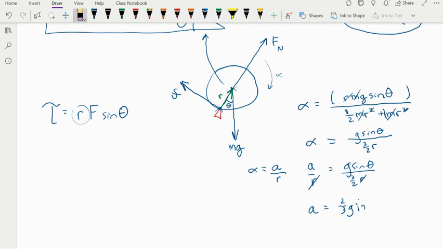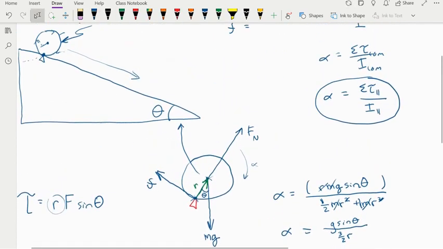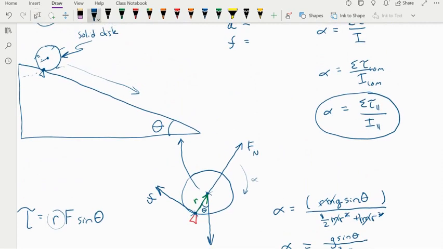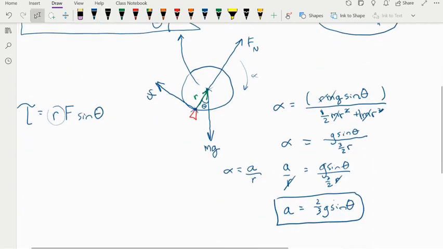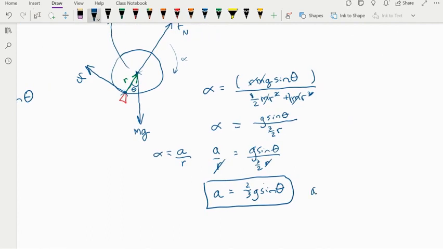Oops, sorry. My pen is giving me trouble down here in the corner of the screen. 2/3 g sine theta. And that's a little bit of an interesting result, because in the past, we've figured out the acceleration of something like a block that doesn't roll, but just slides down an incline with no friction whatsoever. And when a block slides down an incline with no friction whatsoever, its acceleration is g sine theta.